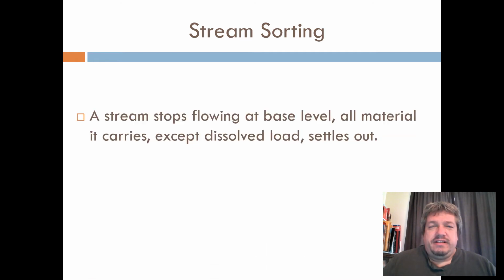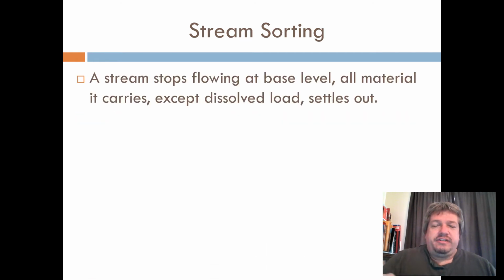So what happens is, as a stream slows down, when a stream gets to its end, its base level, it begins to slow down. As it slows down, it stops carrying the stuff within it, and it sorts it out so that the heaviest stuff gets dropped first. And the last thing that is left is the dissolved load. That's why the ocean is not full of dirt, but full of salt, right? The salt is dissolved where the dirt is just suspended.